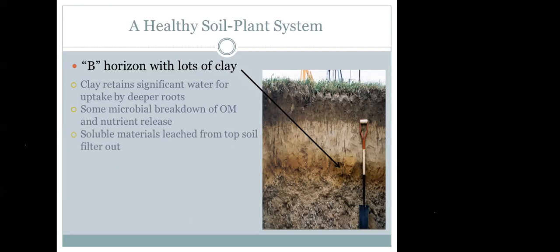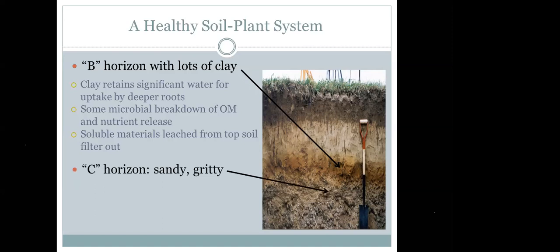We also find that a lot of soluble materials that may have leached out of the topsoil will filter out down here. They'll be strained out in the B horizon. What are some soluble materials that are pretty important? Well, things like a lot of the nitrogen compounds are actually fairly easy to dissolve and fairly easy to wash down deeper in the soil. So we have a nice clay B horizon. There's a good chance that that clay will catch that soluble nitrate or other nitrogen containing material before it washes out of the soil.